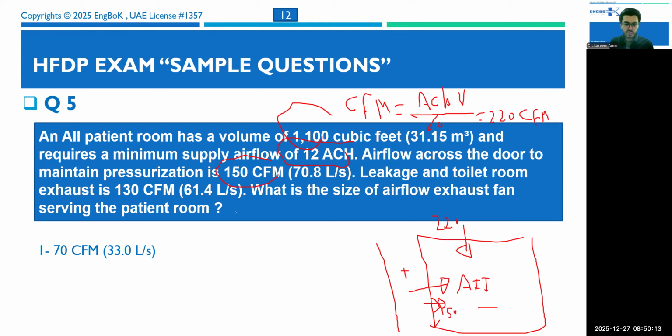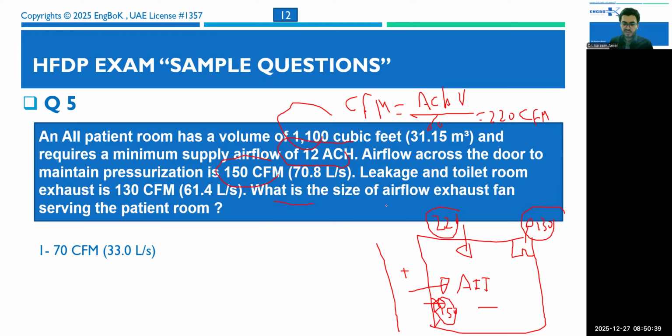Leakage and toilet room exhaust is 130. So here is the toilet room, and the exhaust here is 130. Generally, the toilet room should be negative relative to the whole patient room. So here 130 exhaust, 220 supply to the room, and 150 transfer from the corridor to the room.